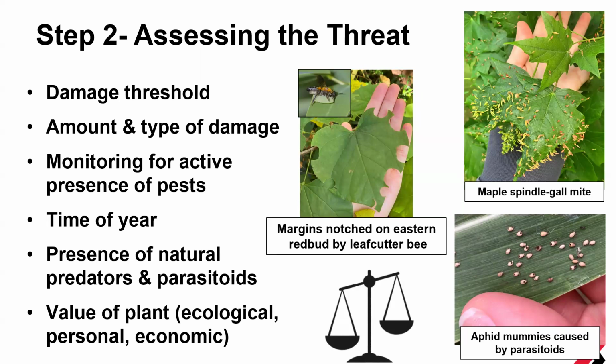So if we have an aphid population within our landscape, but we're seeing these aphid mummies, we know that we have parasitic wasps doing their ecosystem service, controlling our aphids for us, and maybe that means the threat has gone down. We're assessing that we have natural predators and parasitoids present.